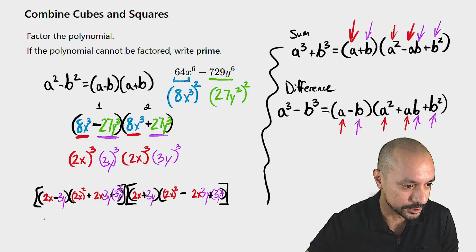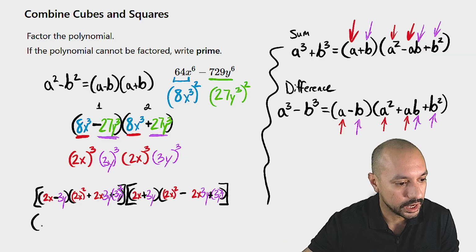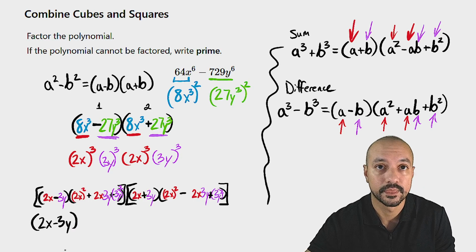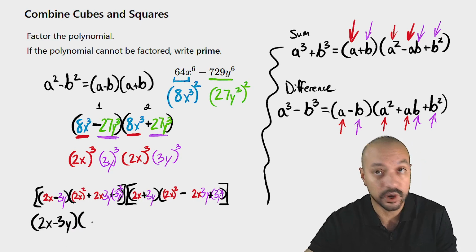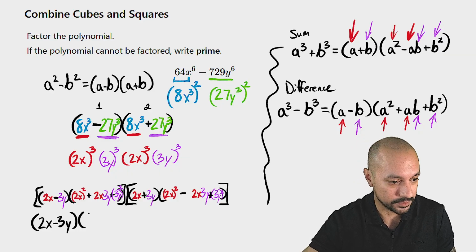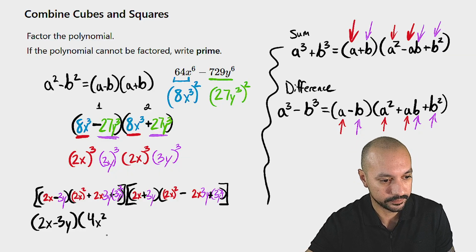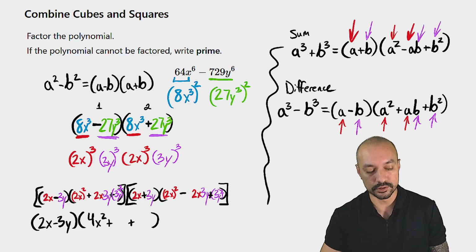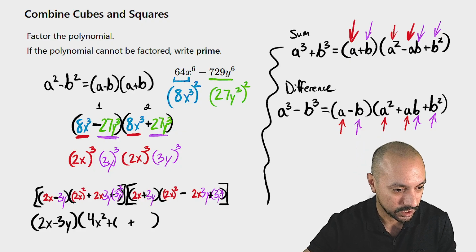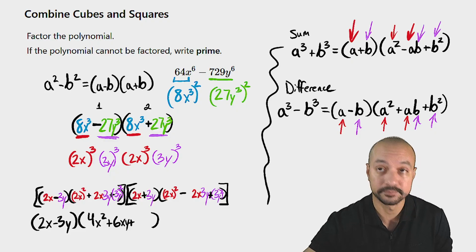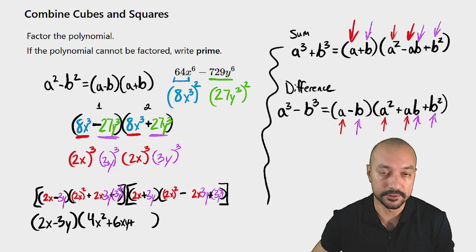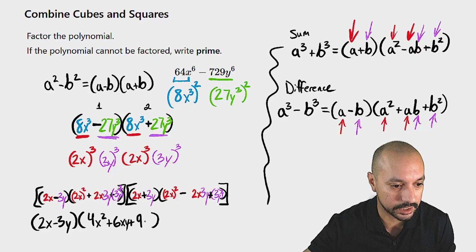So let me start with my first parentheses. That is just going to be 2x minus 3y. Let me go ahead and do the next parentheses. So I have 2x squared. So that comes out to 4x squared. Then I have 2x times 3y. 2 times 3 makes 6, and x times y makes xy. And then we have 3y squared to finish. So that's going to give me 9y squared.